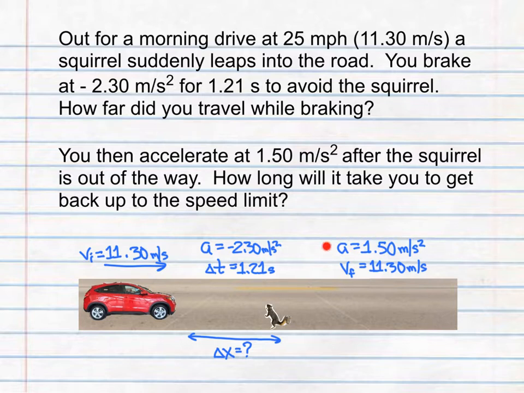After you've done that, your car's speed is obviously lowered. Then you want to hit the gas and accelerate at a rate of 1.5 meters per second squared to get back up to the speed limit of 11.3 meters per second. And then you want to know the time it takes to do that, to get back up to that speed limit.